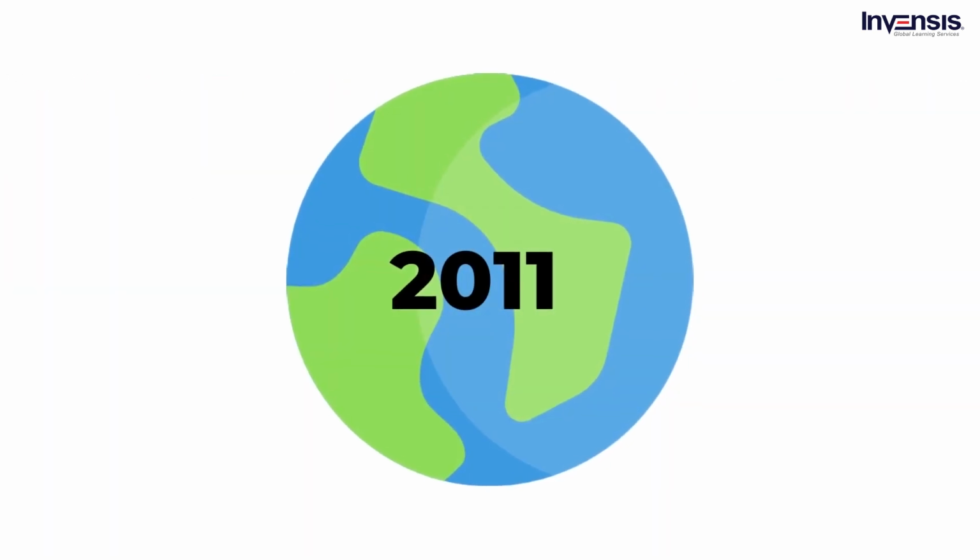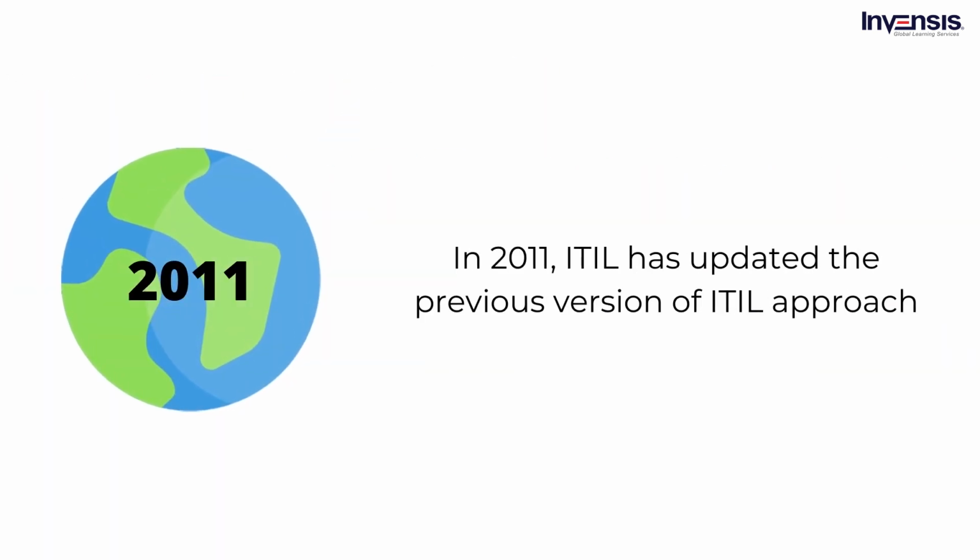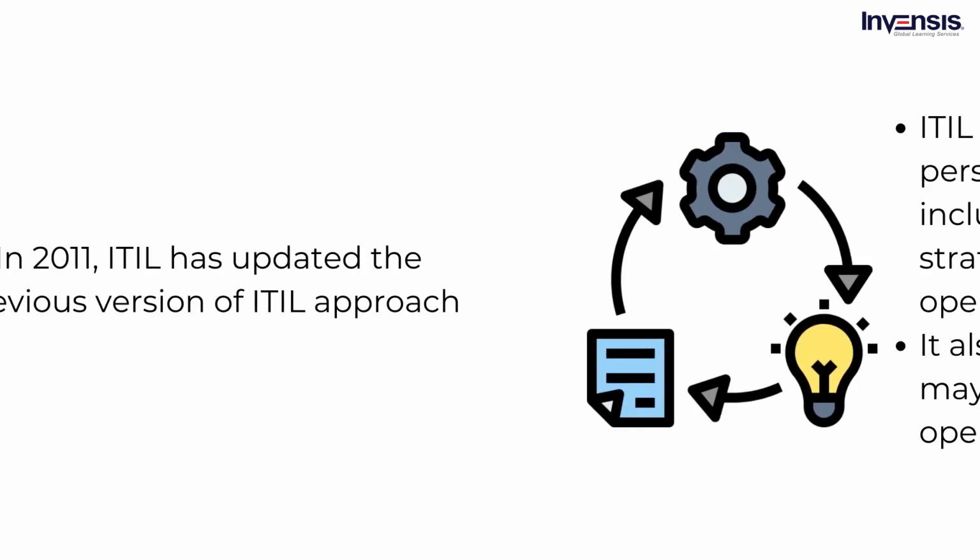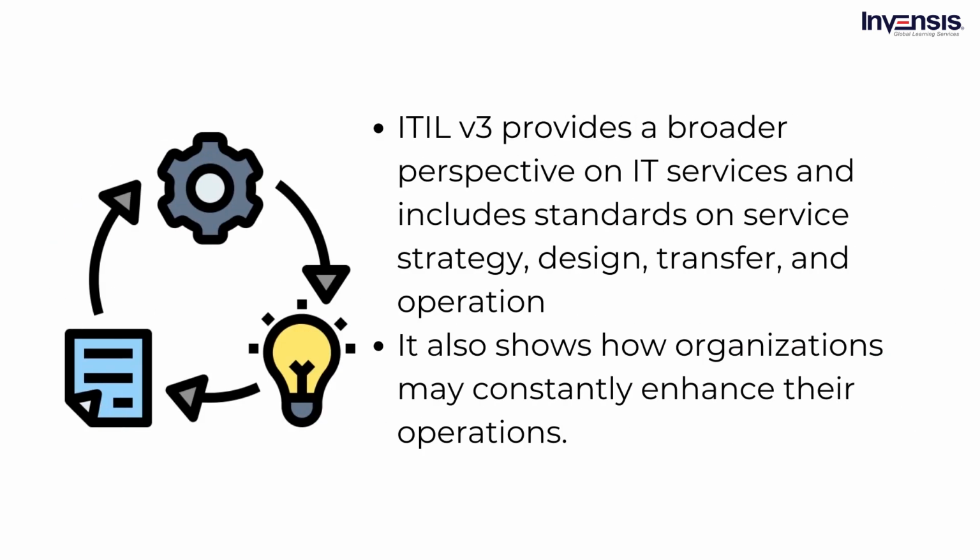Later in 2011, ITIL updated the previous version of the ITIL approach. ITIL v3 provides a broader perspective on IT services. It includes standards on the service, same as the previous version, but the additional feature included in this version is the continuous enhancement of the operation process. Until now, we have seen the brief history, how the ITIL has evolved. Now we will understand the latest version of ITIL and the role of Axelos.